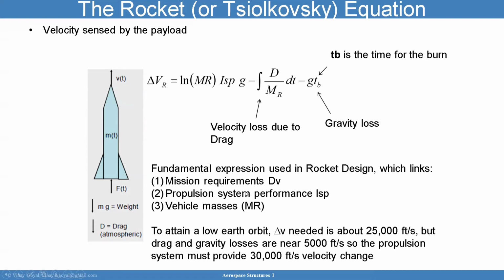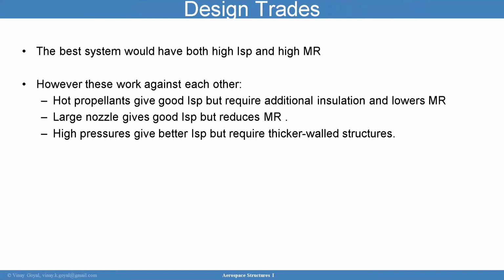The fundamental expression used in rocket design links mission requirements, delta V, propulsion system performance, ISP, and vehicle masses, which is basically the mass propellant ratio that we talked about. So these three parameters are of extreme importance. To attain low Earth orbit, delta V requires 25,000 feet per second, but the drag and gravity losses are near 5,000 feet per second. So the propulsion system has to be able to provide more.